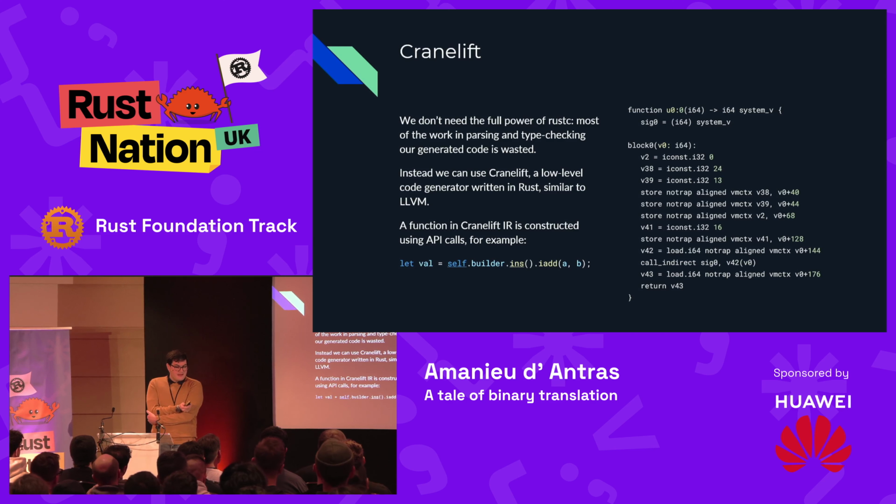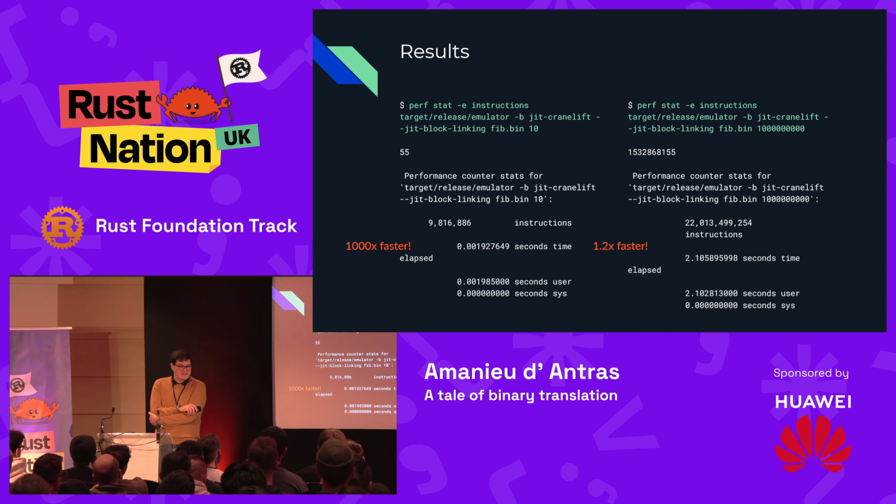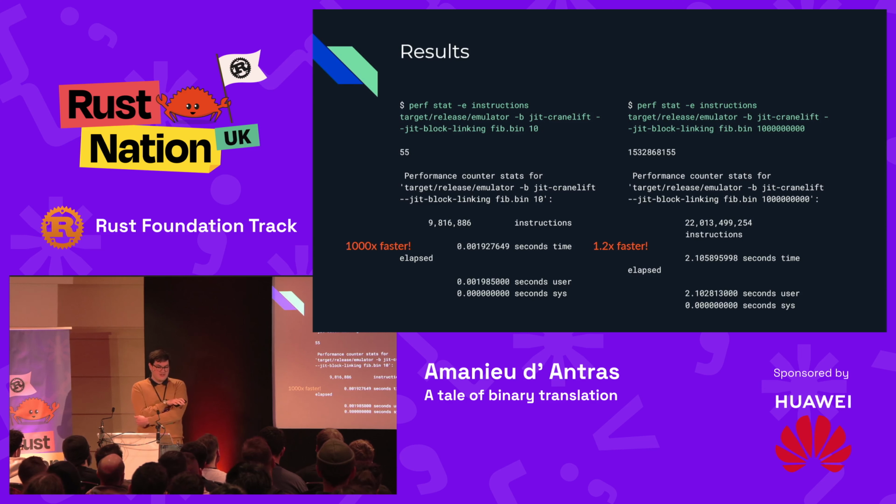And let's look at the results. So apparently adding a Cranelift JIT backend is a 1,000 times speed up for the case of the 10th number in the Fibonacci sequence. And it's a 1.2x speed up for the 1 billionth case. This is entirely due to the reduced time spent compiling code.